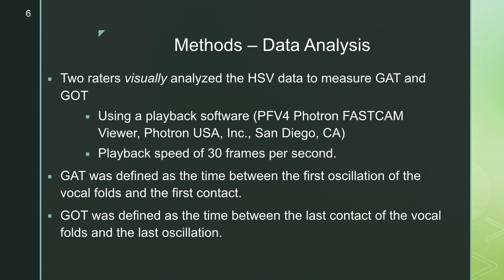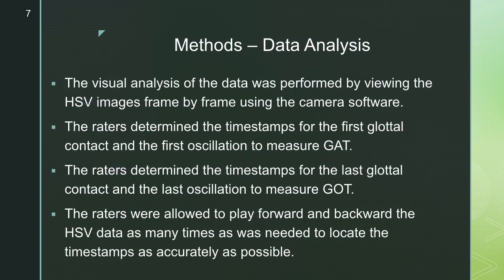The visual analysis of the data was performed by viewing the HSV images frame by frame using the camera software. Within the software, the raters were allowed to play the HSV data forward and backward as many times as was needed to locate the timestamps as accurately as possible. The raters determined the timestamps for the first glottal contact and the first oscillation to measure GAT. The raters determined the timestamps for the last glottal contact and the last oscillation to measure GOT.